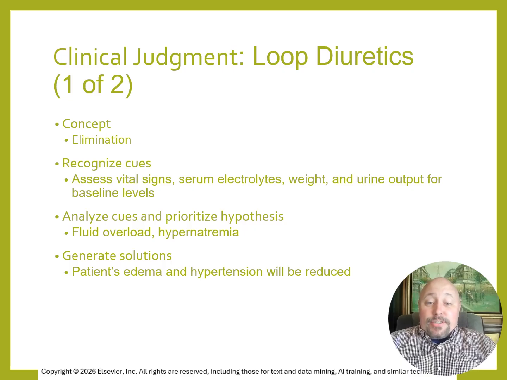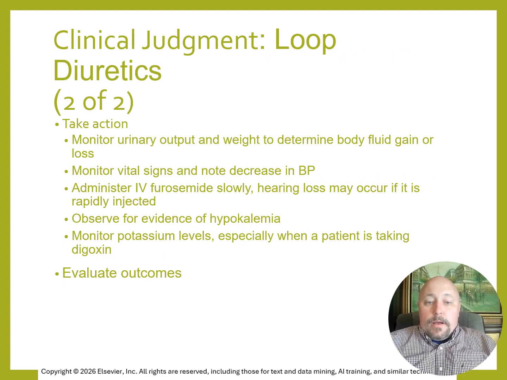Assess vital signs, serum electrolytes, weight, and urine output. You also want to keep a careful eye out for any fluid overload or hypernatremia. Monitor urinary output and weight to determine the body fluids gain or loss. We want to get a very accurate daily weight on this patient. We also want to monitor vital signs, administer any IV furosemide slowly, again, because hearing loss may occur if it's given too quickly. You also want to look for any evidence of hypokalemia, as this increased output is going to flush out the potassium.